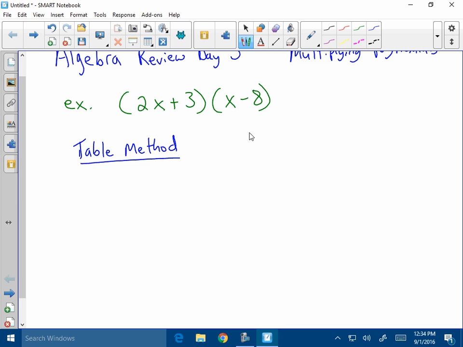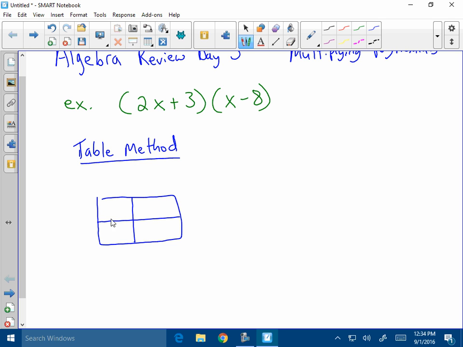And the idea behind the table method is it just gives us a nice way to organize what we're doing when we're multiplying. Because essentially what happens is I have to take everything that's in this set of parentheses and multiply it times everything in this set of parentheses. And it's easy to get confused and miss something. So we can use the table method just to help us get organized.